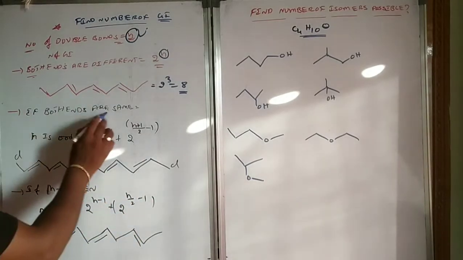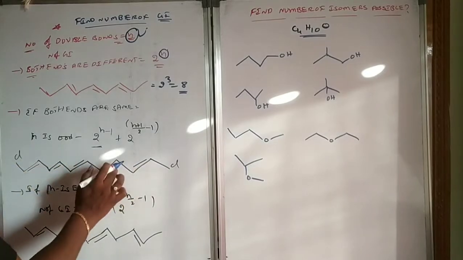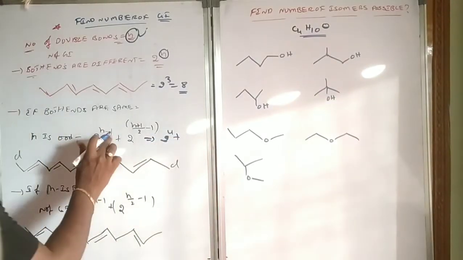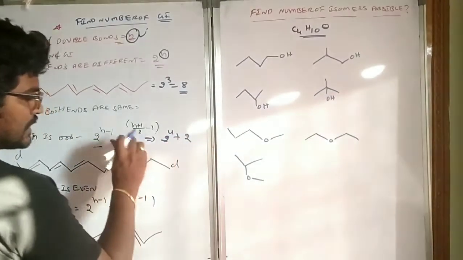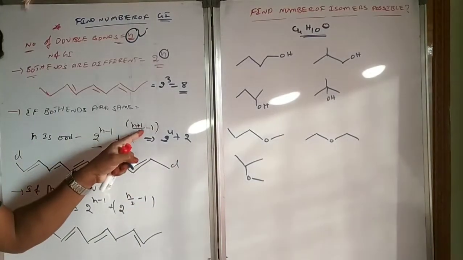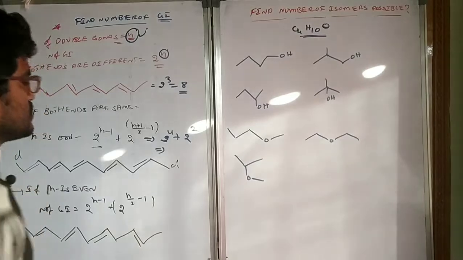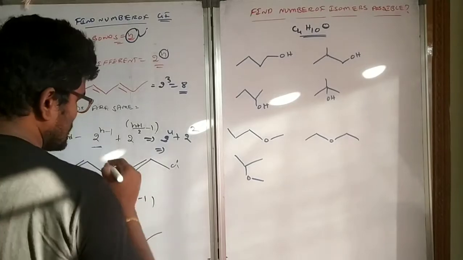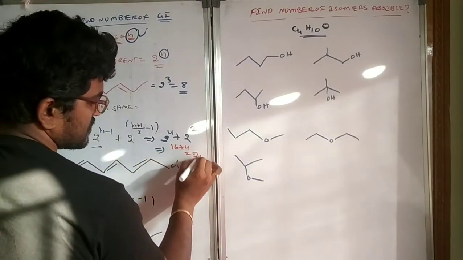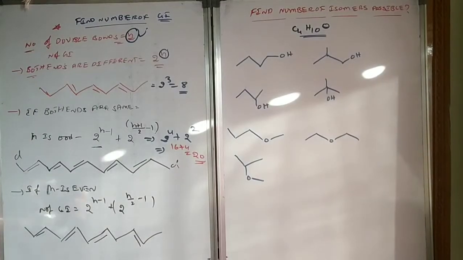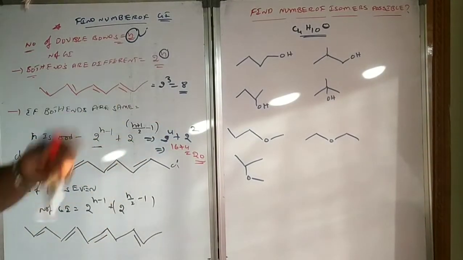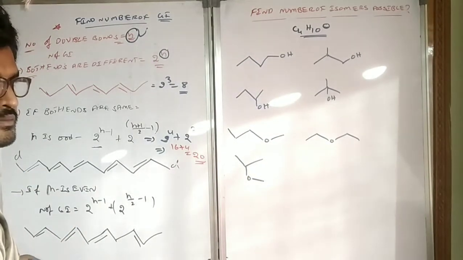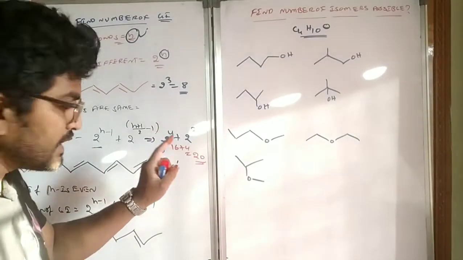And here you see, both ends are same, chlorine here and chlorine here, 1, 2, 3, 4, 5. When n is odd, you take 2 power 5 minus 1, that is 2 power 4, plus 2 power (5 plus 1) by 2, that is 3, minus 1, which is 2. So 2 power 4 and 2 power 2: 16 plus 4, 20 isomers are possible. If not, it would be 2 power 5, so a different number would come, 32, but originally here it comes 20.